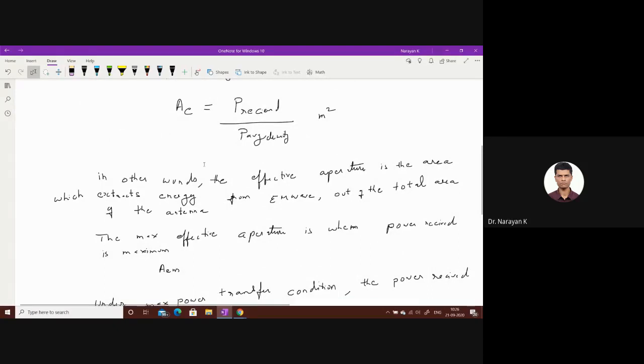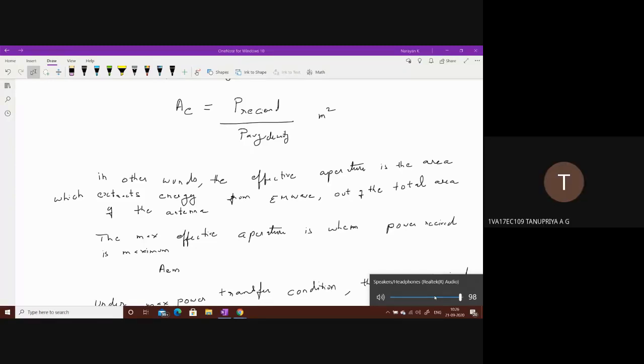I've just explained what is maximum effective aperture of an antenna and how it is calculated. Everyone clear with this? Any doubts? All of you are clear? Yes, sir. Can you hear me? Yes, sir.